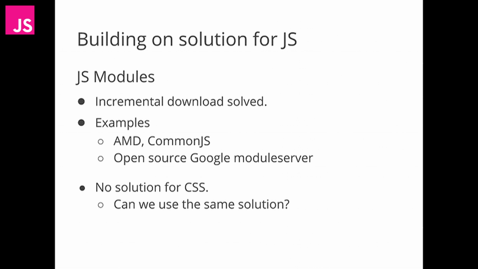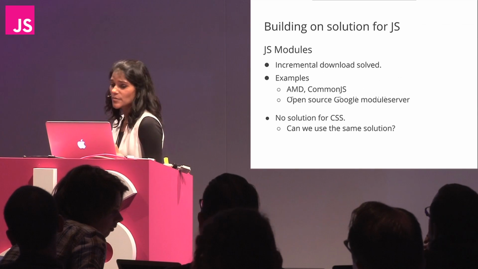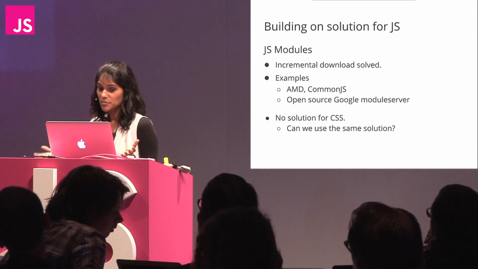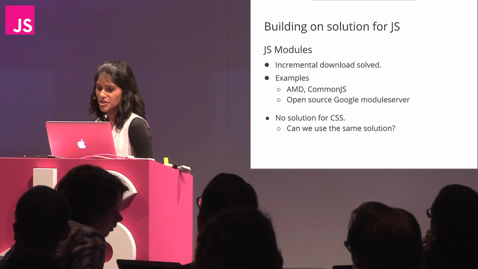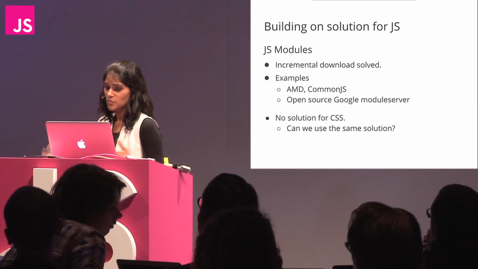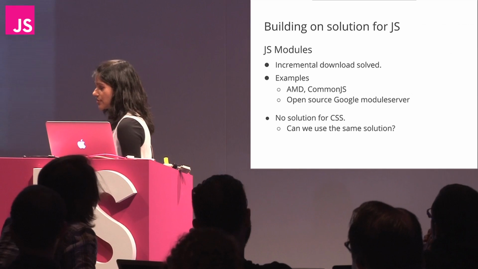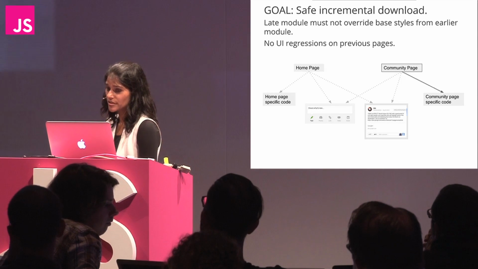So there is a solution for this in JavaScript, and it's called JS modules. And it solves exactly this problem of incremental download. And examples familiar to JavaScript developers would be AMD, CommonJS. And last year at JSConf, my coworkers, Malta and John, unveiled the Google open source module server. However, there is no solution here for CSS. And the question is, can we use the same solution?